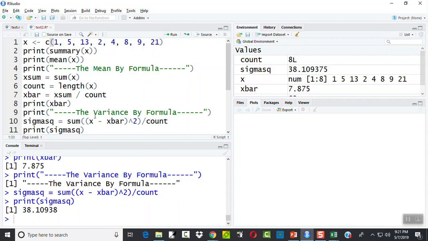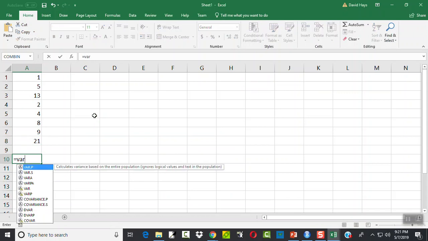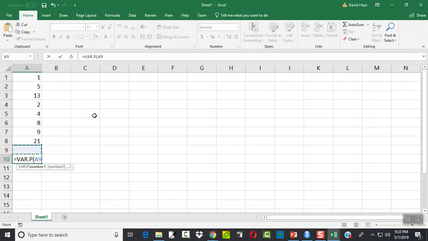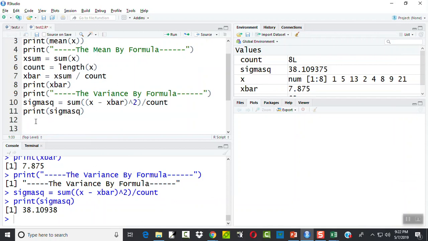We got 1, 5, 13, 2, 4, 8, 8, 9, 21. And var population of A1 colon A8, 38.1094, and that looks right. Okay, now I'm guessing, and I don't have these memorized. I have to look them up, kind of same as you, to begin with. For somebody who teaches this class after a while, but there's probably a var formula if I had to guess.